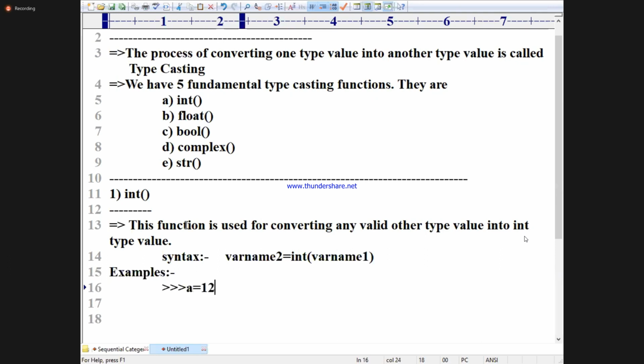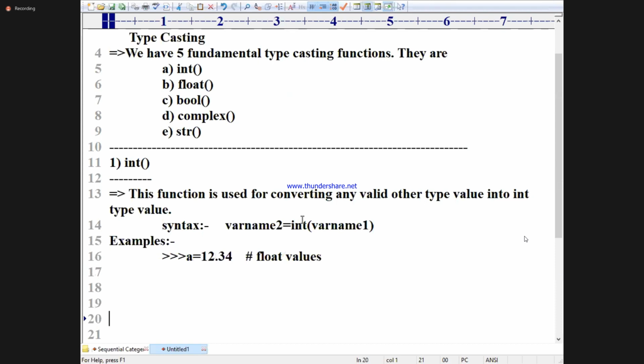A is equal to 12.34. I am writing here a comment, float value. See, I used the hash symbol. That is a comment in Python. In other languages, we will use a //. In Python, we will use what? Hash. Float, that is called float value. I just represented it for your understanding.